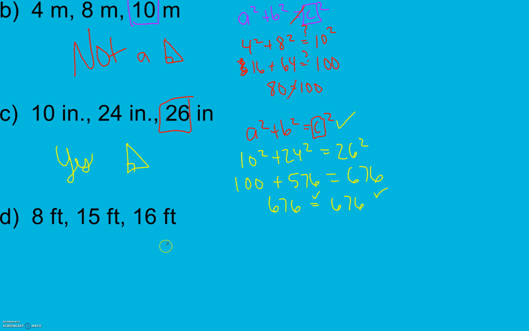And on D here, a squared plus b squared equals c squared. Again, we pick out our longest side length. That has to be c. So it's not necessarily because it's the third one listed. It's because it's our longest side length. And I plug in my 2 legs for a and b, my 2 shorter sides. I get 64 plus 225 equals 256. Here I get 289, and 256, and those are not equal. So no, this is not a right triangle.